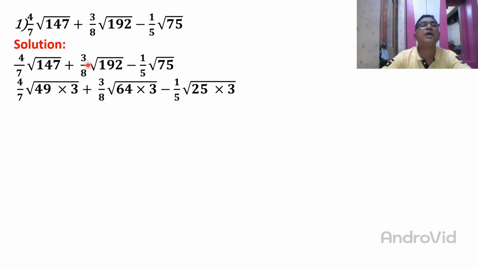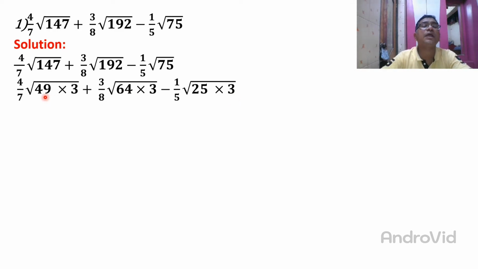Is that clear? Plus 3 upon 8 remains as it is. 192 is factorized in such a way that a perfect square root can be obtained: 192 is 64 into 3, and the square root of 64 we can easily find. Then minus 1 upon 5 remains as it is. 75 is factorized as 25 into 3. 25 3s are 75.